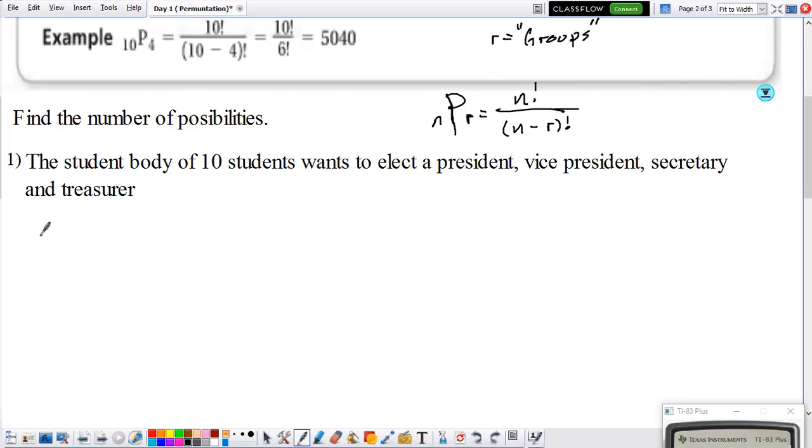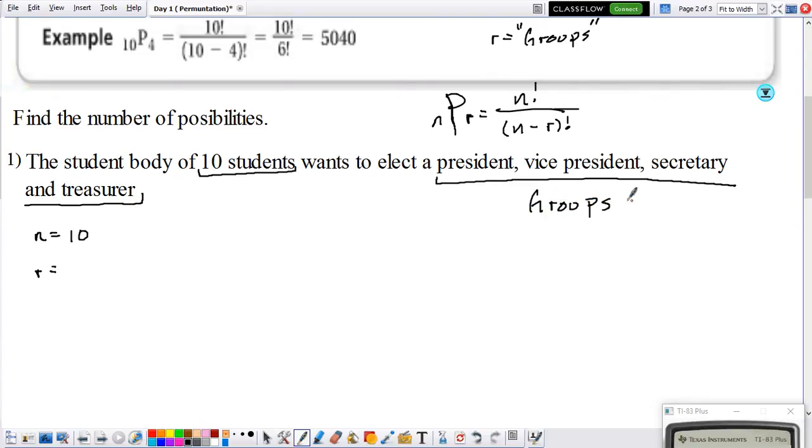So let's see. The first thing I want to do is ask how many individuals are we talking about? Here, it says that the body of students consists of 10. So n is equal to 10. Now R is, okay, what kind of groups do we want to make? So let's see. We want to select the president, a vice president, a secretary, and a treasurer. So it seems that we want to make groups of 4. So that means that R is equal to 4.